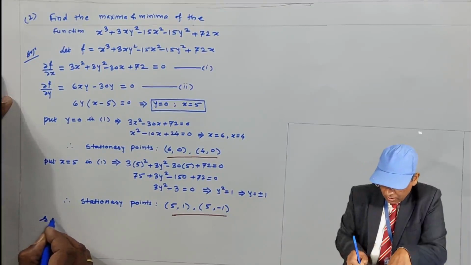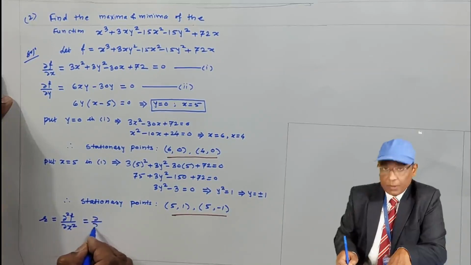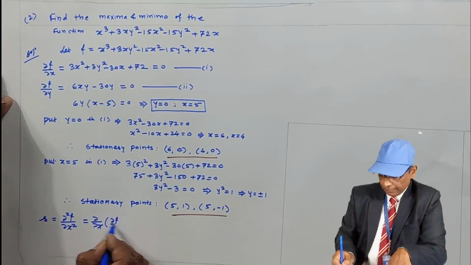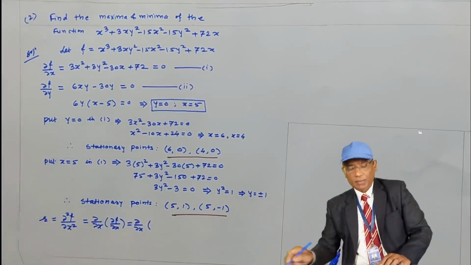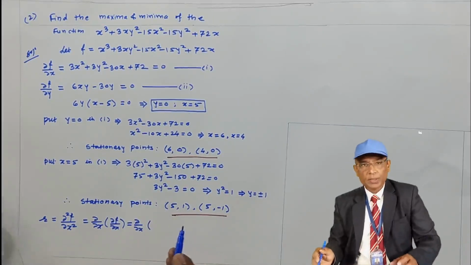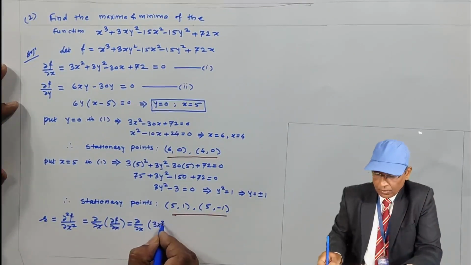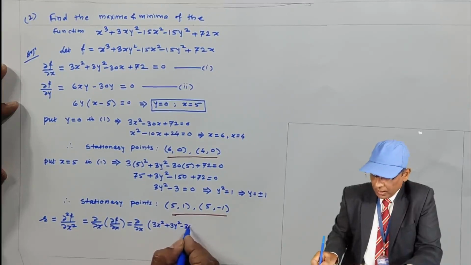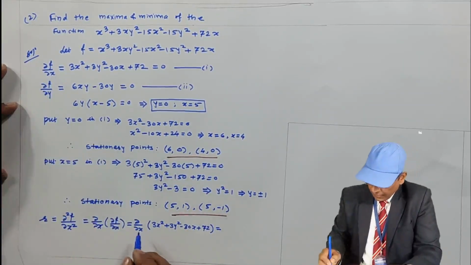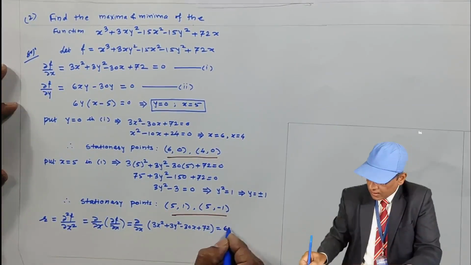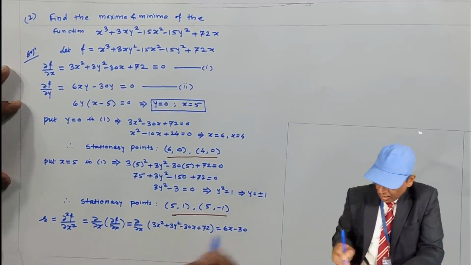Now R I am going to find. R is del 2 f by del x square, means this can be splitted like this: del x of del f by del x. I am writing in the same line so the solution does not look lengthy. Del f by del x we have already found, 3x square plus 3y square minus 30x plus 72. Take derivative with respect to x very carefully. This is 6x, derivative of this is 0, derivative of this is minus 30, and derivative of the constant is 0. R is 6x minus 30 in general.